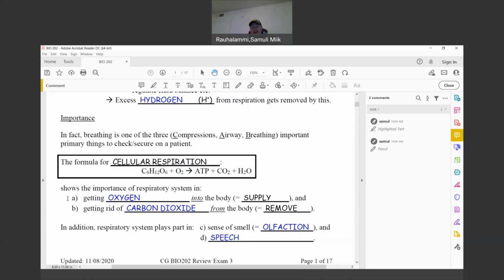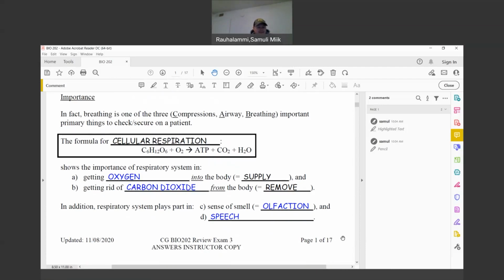In addition, of course, we're going to see that the respiratory system does a whole bunch of other things as it relates to speech production, but also to the sense of smell, known as olfaction. So there's a lot that the respiratory system does. I'm just highlighting some of the key points.